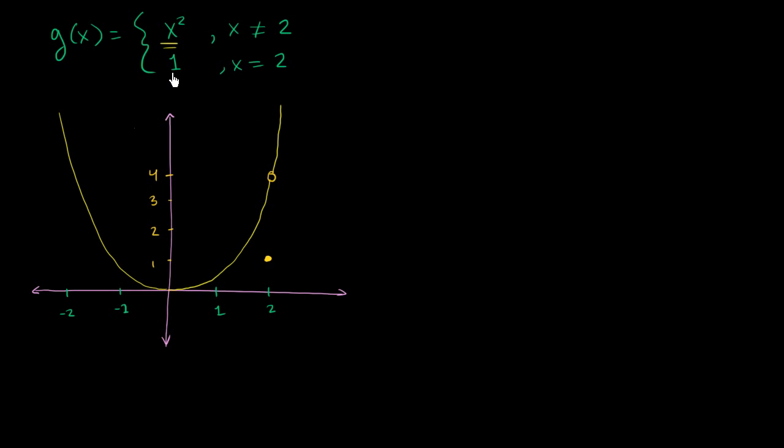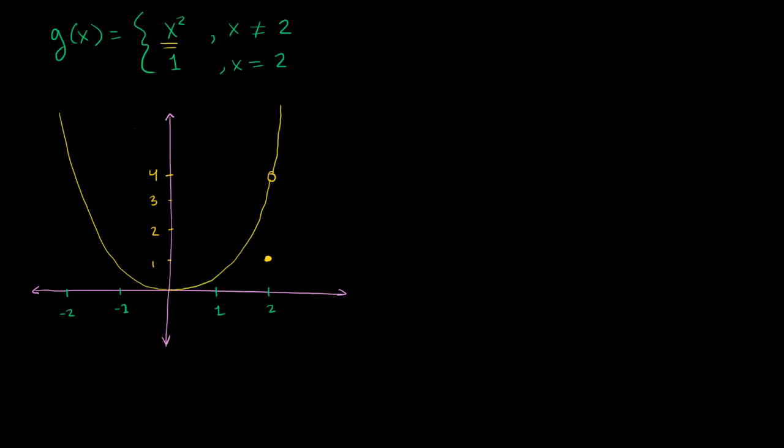You use g of x, or I should say g of x is equal to 1. I apologize for saying f of x. So then at 2, just exactly at 2, it drops down to 1, and then it keeps going along the function, I should say, along the function x squared.